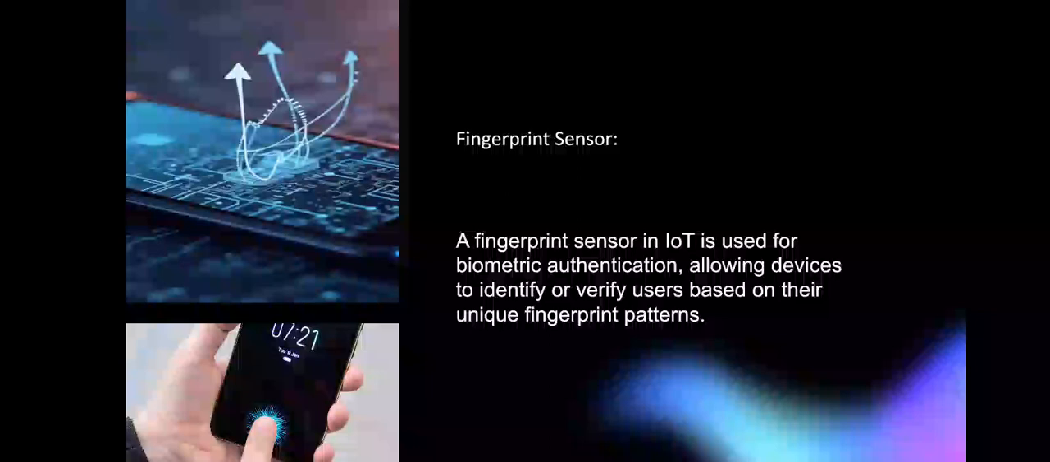And the next is the fingerprint sensor. Fingerprint sensors in mobile phones are used for biometric authentication. It allows users to unlock their phone. By using this fingerprint sensor we can provide security to our mobile phone, and it is typically located on the side or the back of the phone, or integrated into the display itself.